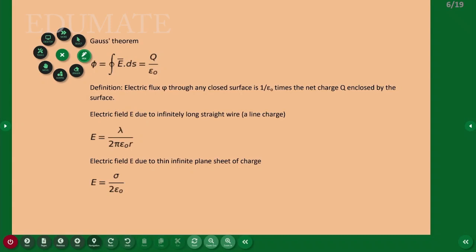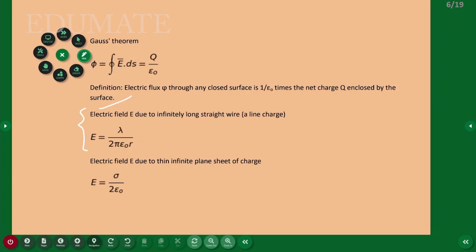This is the definition. Electric flux phi is equal to the closed integral E·dS, which is equal to q by epsilon 0, where q is the charge enclosed in the given closed surface. Electric flux phi through any closed surface is equal to 1 by epsilon 0 times the net charge q enclosed by the surface. That is very important for you, and this equation is also important.